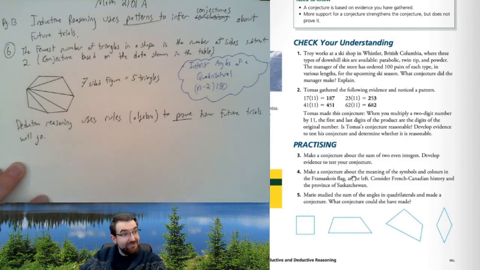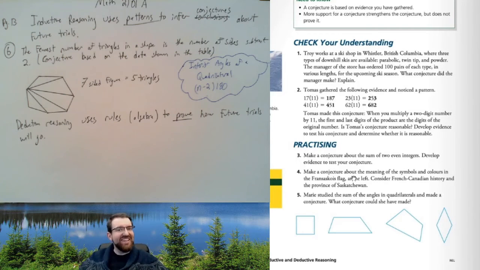It's not the most elegantly phrased definition that there's ever been of deductive reasoning. Uses rules or algebra to prove how future trials will go. But that is exactly what it means, right?